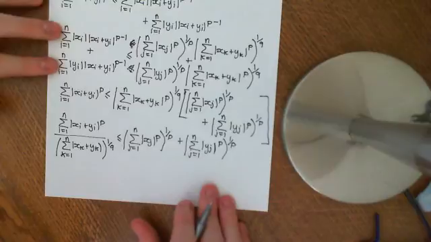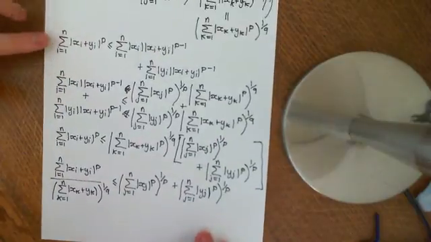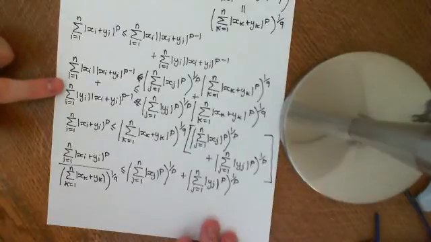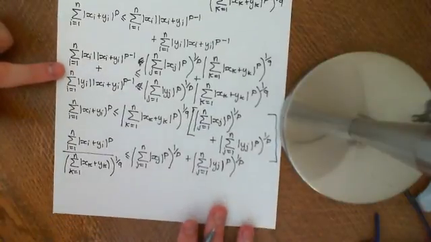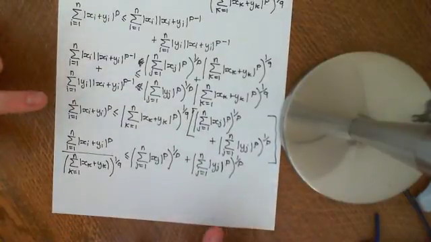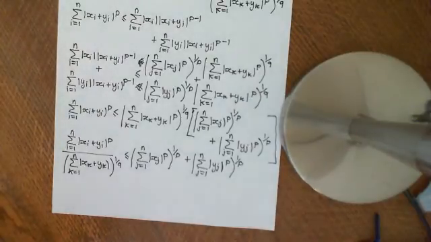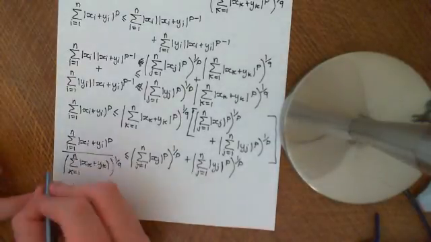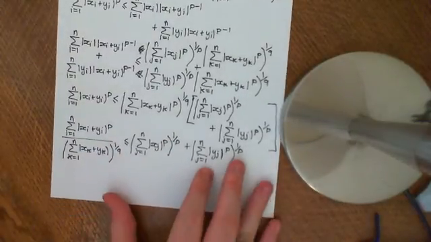Okay, and remember, I just want to recall that getting these inequalities here required p to be greater than 1. So that's why we can't use this proof to prove that the Minkowski inequality works for p equals 1. That's why we needed to prove that separately. Okay, so now let's just get the Minkowski inequality from this.